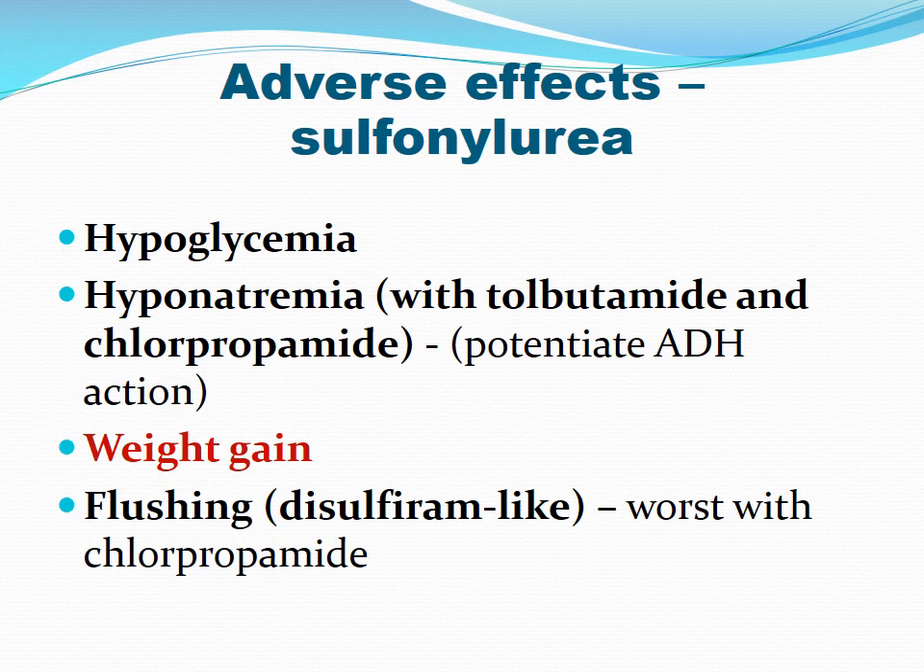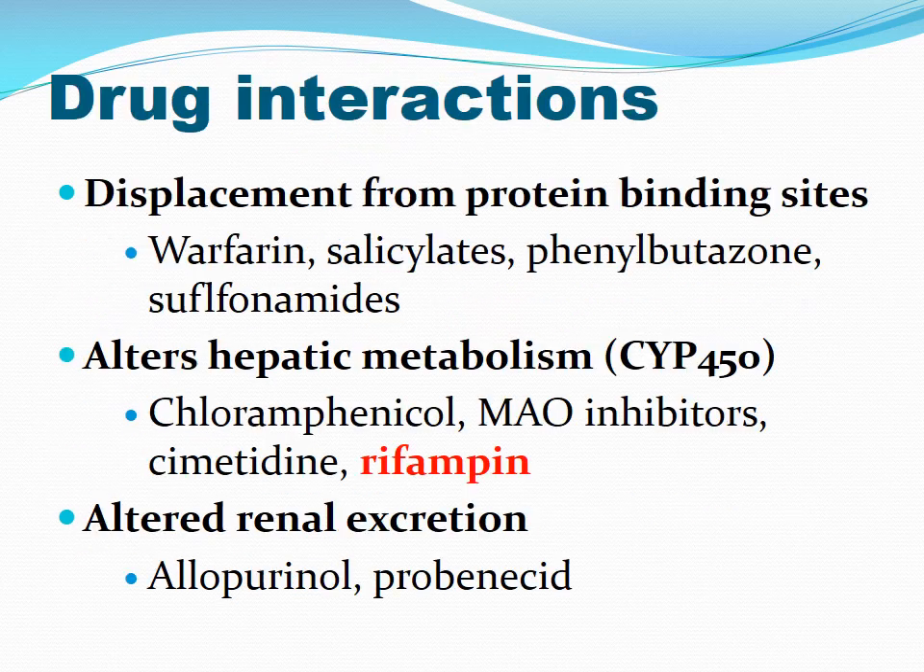Adverse effects of sulfonylureas in general: they will cause hypoglycemia and hyponatremia, usually with tolbutamide and chlorpropamide, due to potentiation of the action of antidiuretic hormone. This group of drugs will also cause weight gain, flushing, and a disulfiram-like syndrome, which is more severe with chlorpropamide.